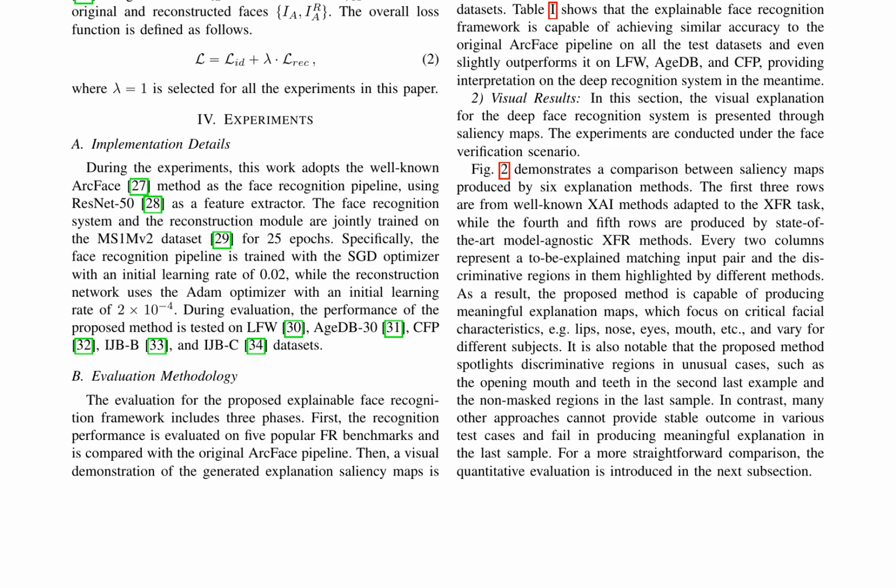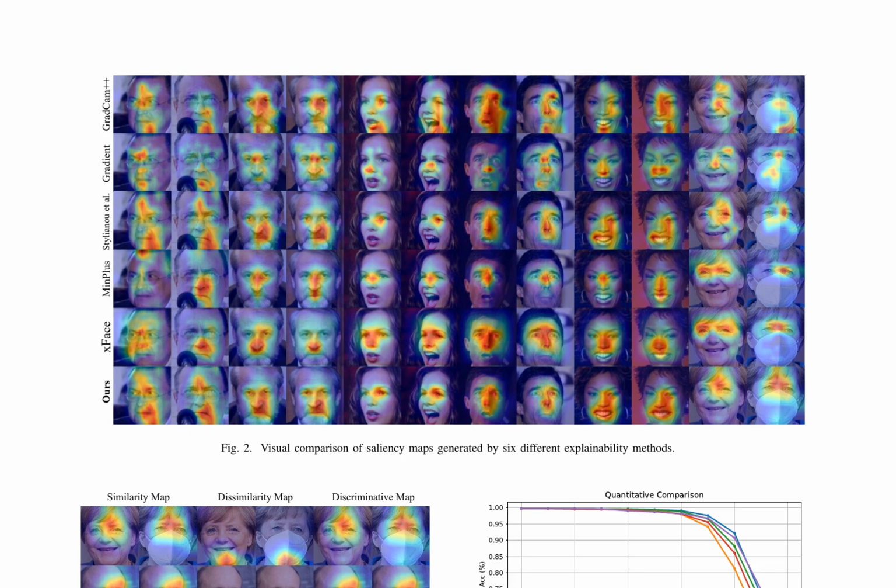The model is trained on the MS1MV2 dataset for 25 epochs, using the SGD optimizer for the face recognition pipeline and the Adam optimizer for the reconstruction network. This method's ability to provide precise and informative saliency maps while maintaining recognition performance makes it a promising approach in explainable face recognition.